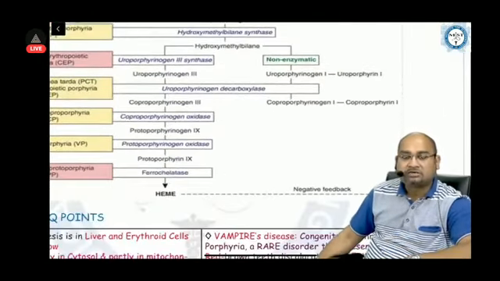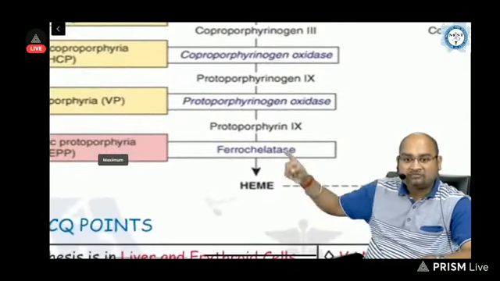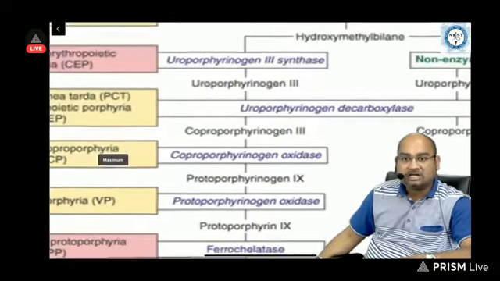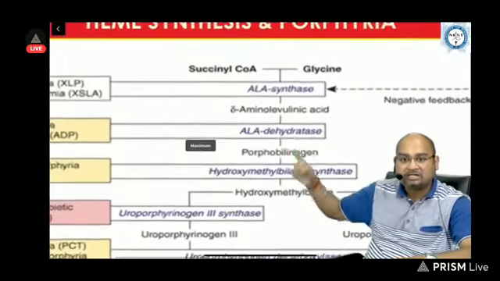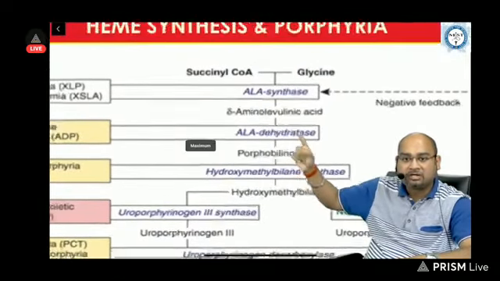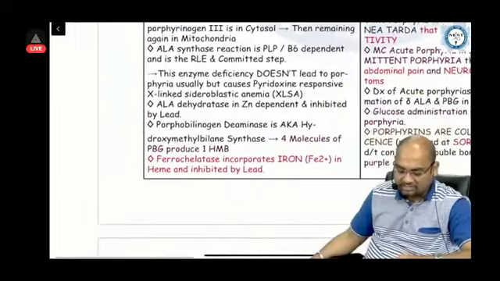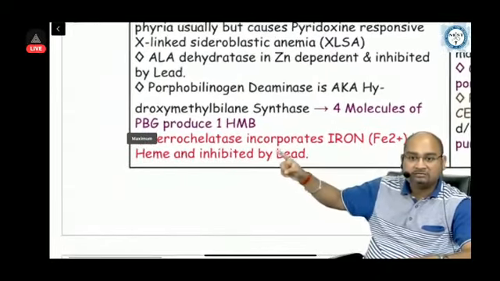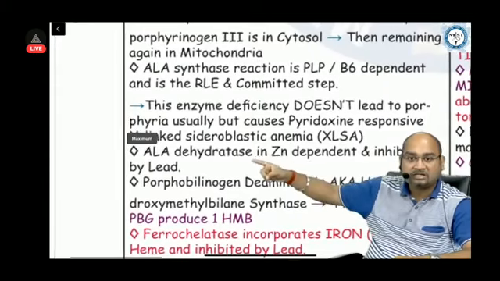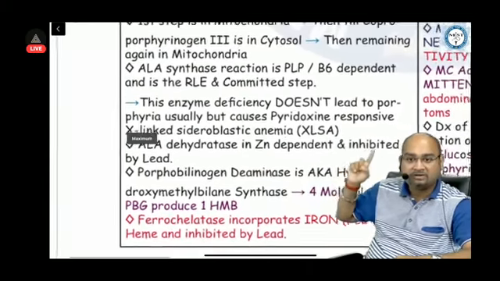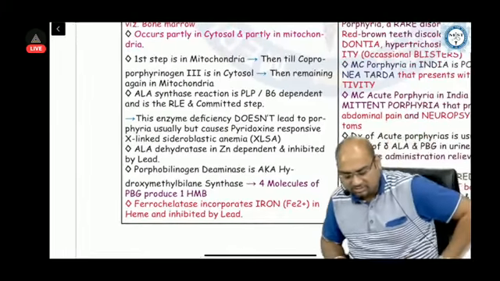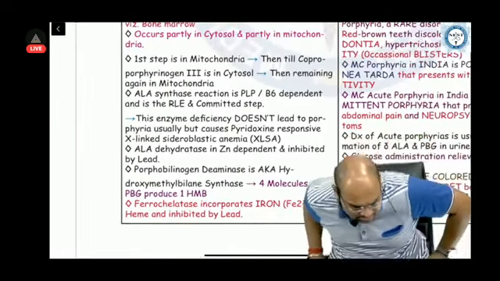Two enzymes of this pathway can be inhibited by lead poisoning. One is ferrochelatase, which can be inhibited by lead poisoning. Second is ALA dehydratase. This can also get inhibited by lead poisoning. However, the better answer is ferrochelatase, which incorporates iron. It is inhibited by lead. Second best answer, ALA dehydratase, zinc dependent, also inhibited by lead poisoning. So these are the questions that we need to target.